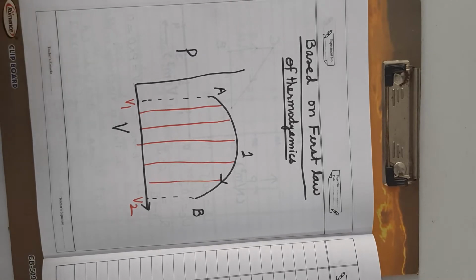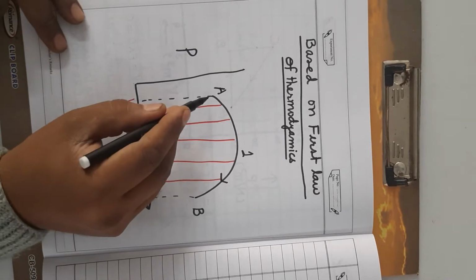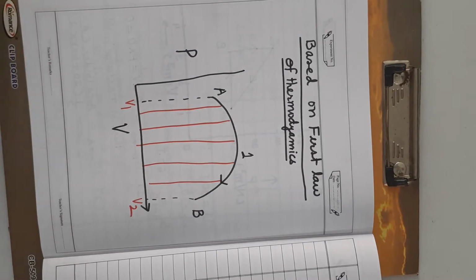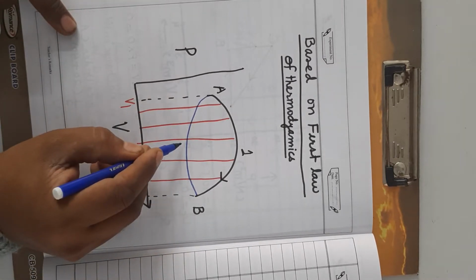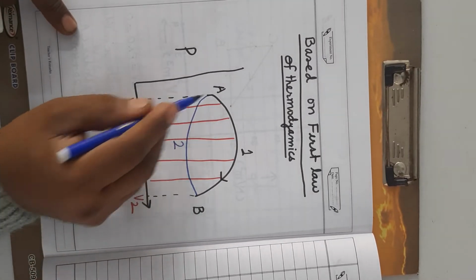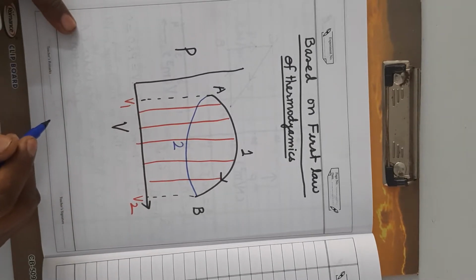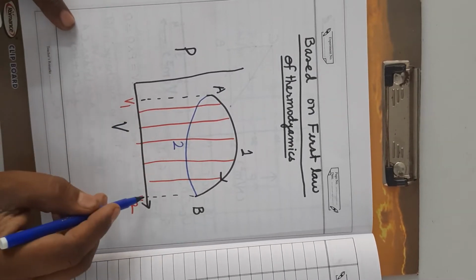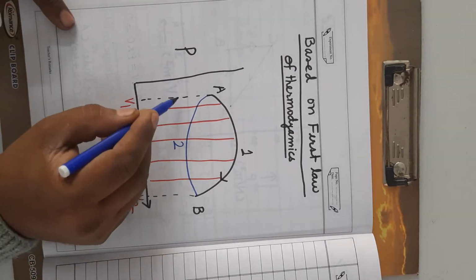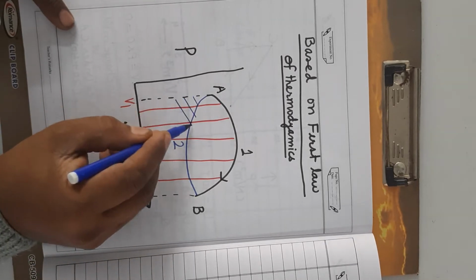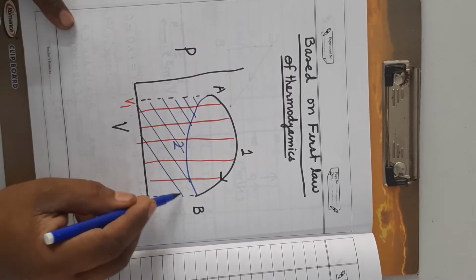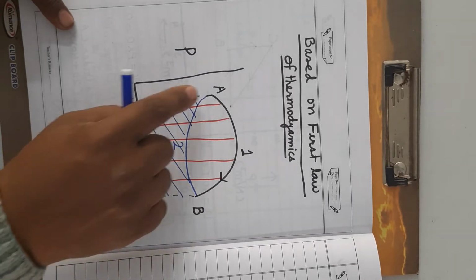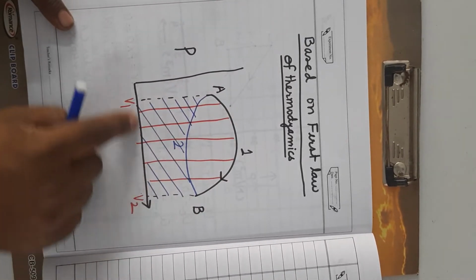Now suppose a reverse change takes place from 2 to 1. Reverse change is taking place from 2 to 1, that is 2, B to E. So what will be this area? What will be the work done? Here the work done will be negative. Why will it be negative? Because the volume is decreasing. So this area is positive and this much area is negative.